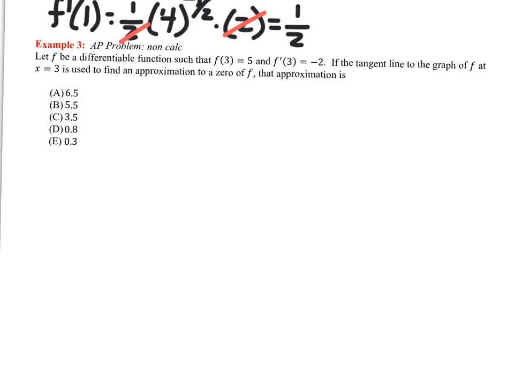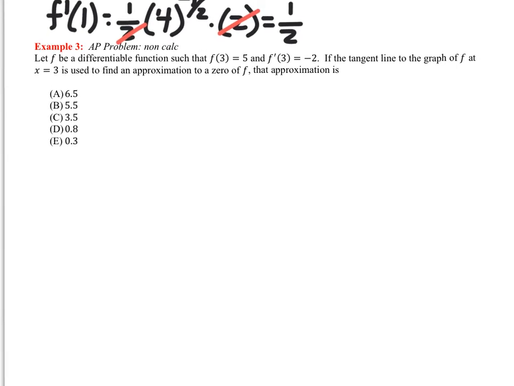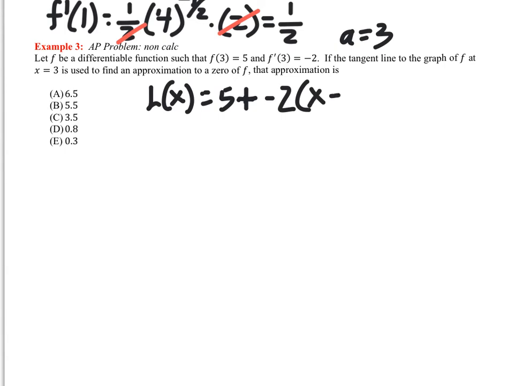Let f be a differentiable function such that f of 3 equals 5 and f prime of 3 equals negative 2. If the tangent line to the graph of f at x equals 3 is used to find an approximation to a 0 of f, that approximation is what? Okay, first let's just write the linear approximation. That'd be f of a, which is 5. We're going to say a equals 3, plus the slope times x minus a, which again is 3.